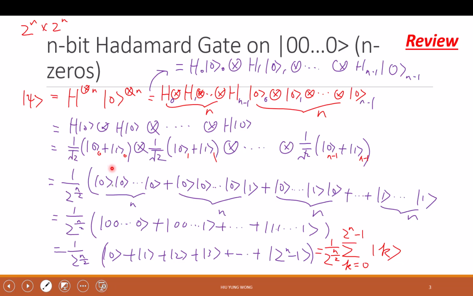You should memorize this, right? Of course, you have a cheat sheet. Then, same for the others. And then you just do the tensor product.